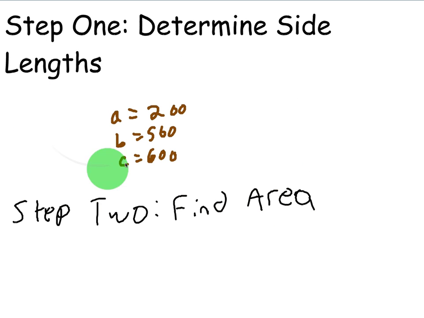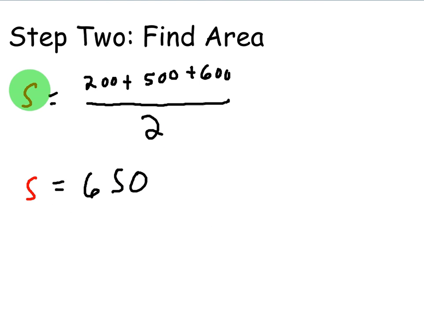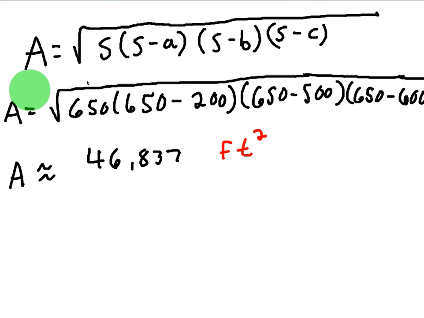Step 1 is to determine the side lengths. Pretty simple, 200, 500, 600. Step 2 is to find the area. Of course, in order to do that, we need to find S like we did from the last example. We add up all the side lengths and we divide by 2. In this case, we get 650. Next, we plug that stuff into the formula. The formula is A equals the square root of S times S minus A, S minus B, S minus C. So here's our S. And every time there's an A, we plug in A. For B, we plug in B. For C, we plug in C.